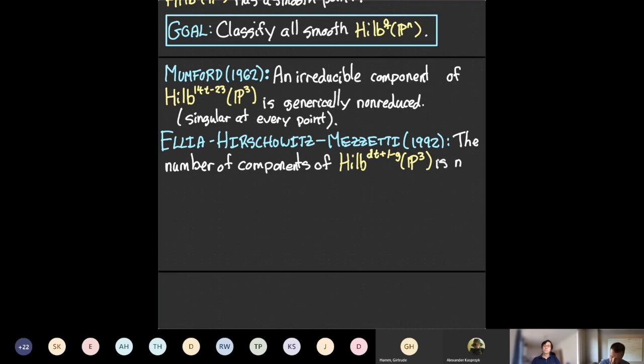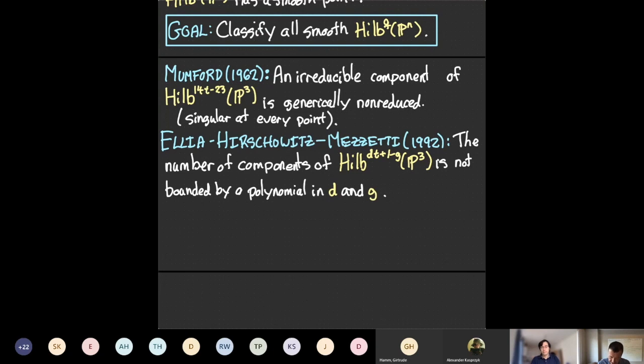And they show that the number of components is not bounded by a polynomial in the coefficients, as I said, the degree and arithmetic genus of the curve in question. So a single component can be horrible, and the number of components can be uncontrollable.